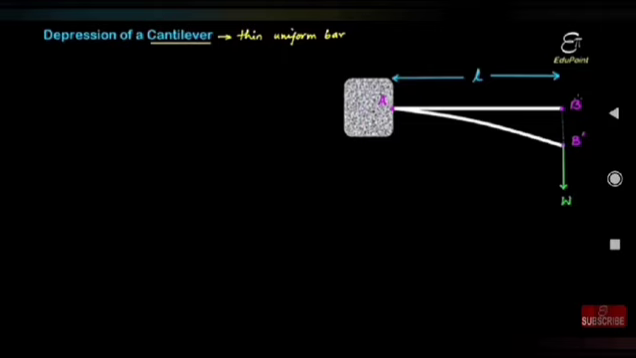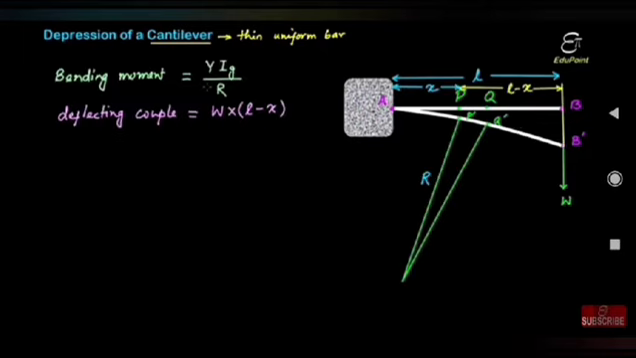Consider an element PQ on the cantilever before bending. After bending, it reaches P dash Q dash. Let R be the radius of curvature of P dash Q dash. The bending moment of the beam is given by Y I g divided by R, where Y is the Young's modulus of the material of the beam, and I g is the geometric moment of inertia or area moment of inertia of the cantilever.